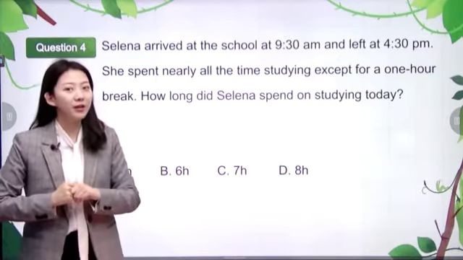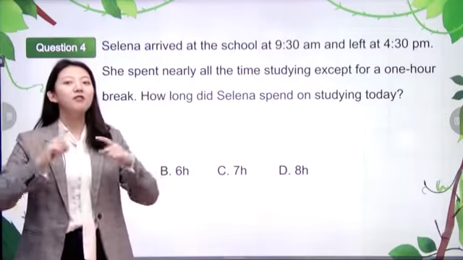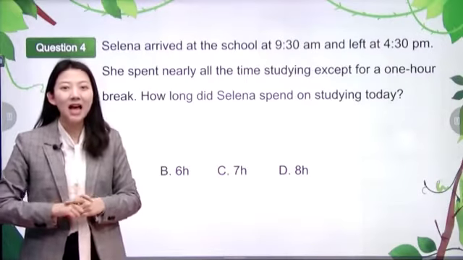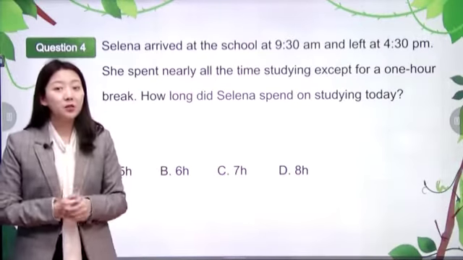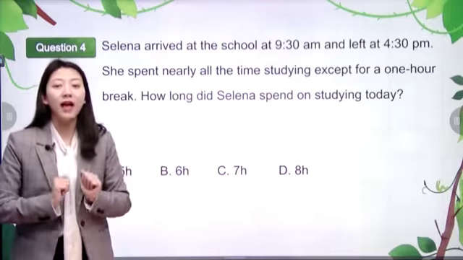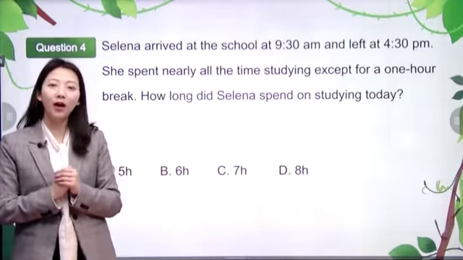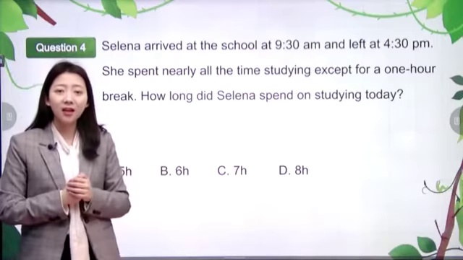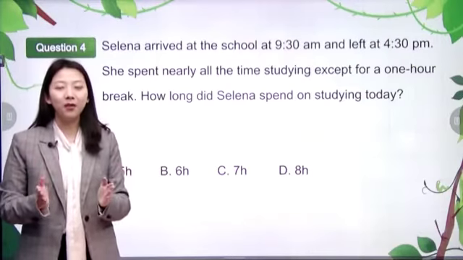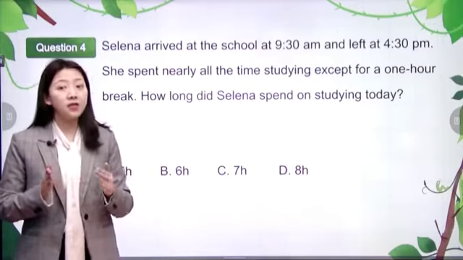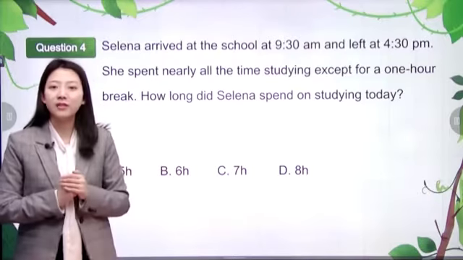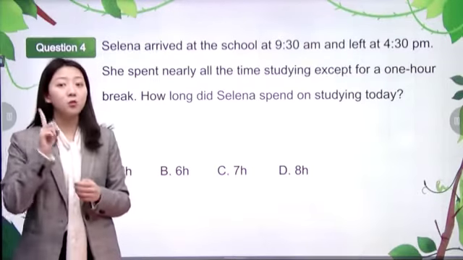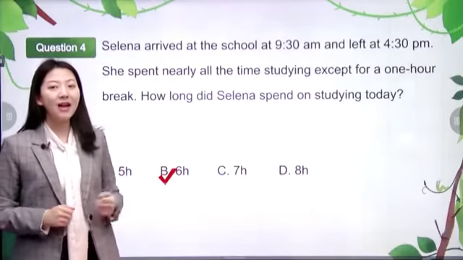Actually, 4:30 p.m. is more powerful than 9:30 a.m. because it is p.m. P.M. means that it is in the afternoon. Whenever you want to switch a p.m. time to a 24-hour time, you add 12 on top of the p.m. time, okay? So 4:30 p.m. is technically 16:30. So we're going to subtract 9:30 out of 16:30, which gives us 7 hours, which means Selena went to school for 7 hours. And after subtracting this 1 hour break, the answer is B, right? She spent 6 hours studying.